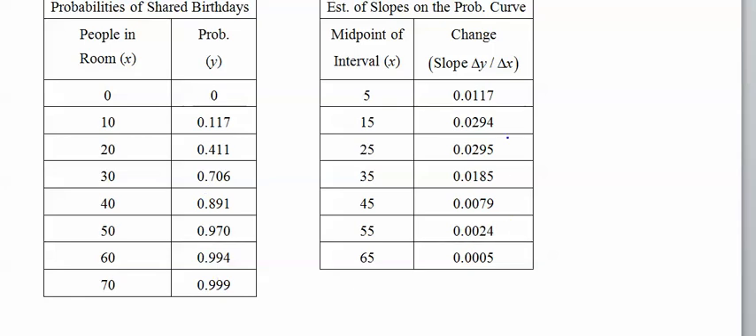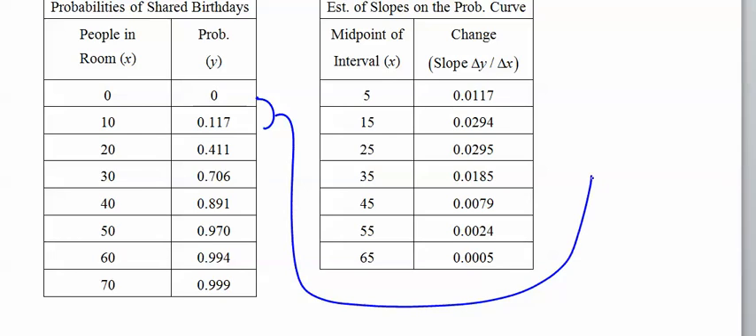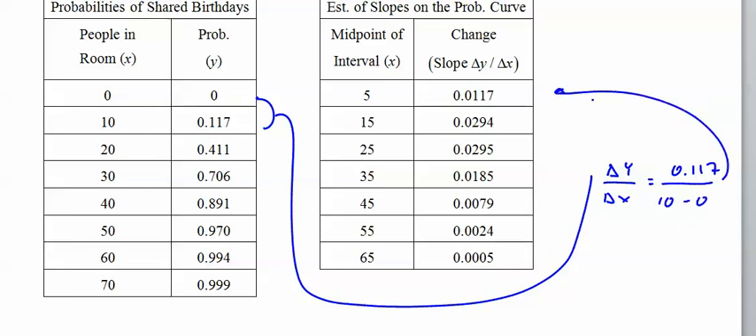And then this is the slope. And what we did was we took these values, went change in y of the probability is 0.117. It's minus 0, so I'm not even writing that in, over 10 minus 0. We got that value, we put it here. And the x point is halfway between the x's, so 10 minus 0 over 2, 5. And then we did it again, and again, and again. And it is tricky. It takes some getting used to.